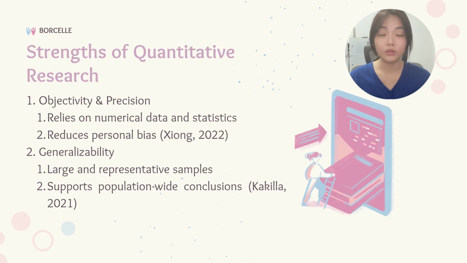Now let's move on to the quantitative research. First is objective and precise. It relies on numbers and statistics, which reduces personal bias. Xiong says that it makes the research more reliable.